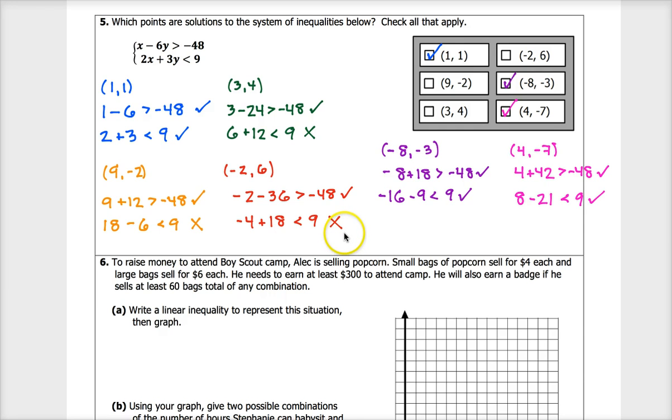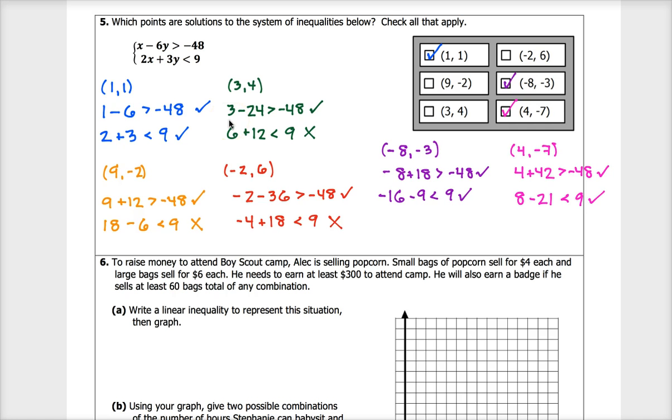Okay, if you did this correctly, you should have found that 2 more points work. (-8, -3) works for this system, as does (4, -7). (3, 4) and (-2, 6) did not work because of the second inequality there. Okay, so that's one way to test whether or not different points are solutions of a system.